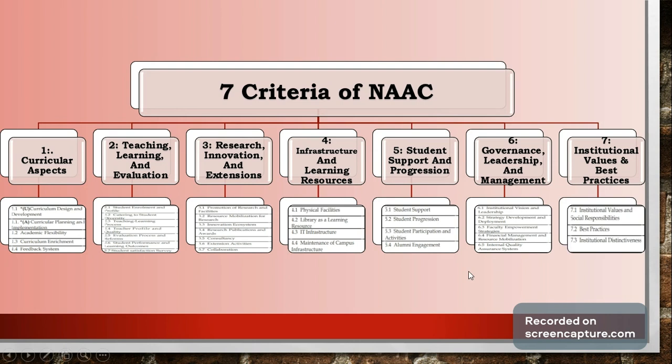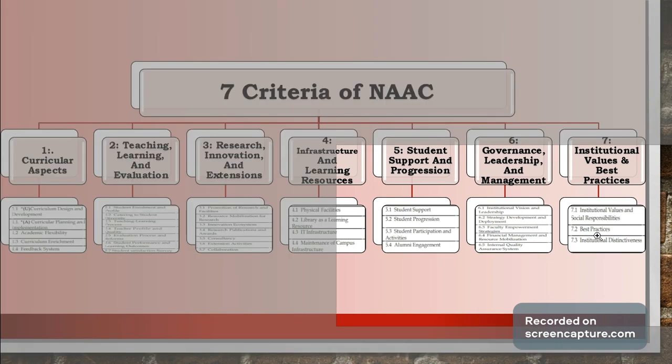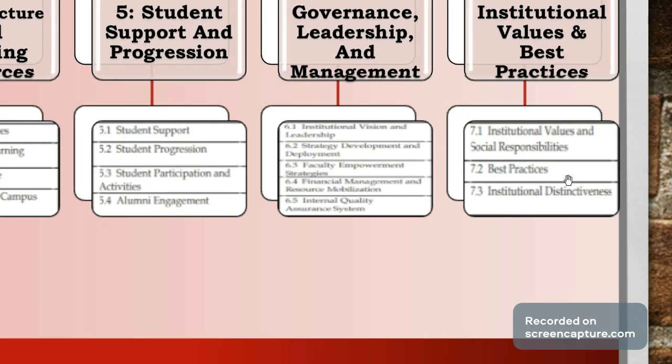So there are three key indicators under this. First one is related to institutional values and social responsibilities. Second is best practices. And third one is institutional distinctiveness that makes an institution different from others.